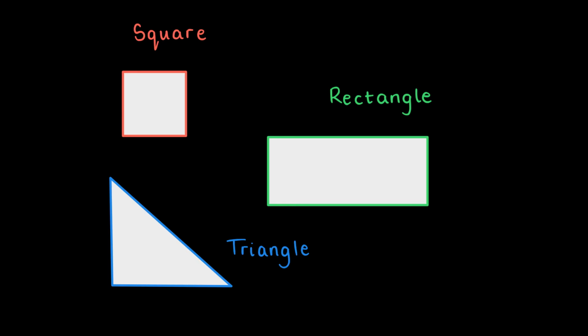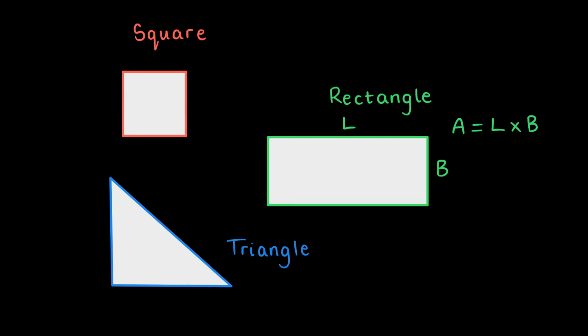So if we take the first one, we'll start with the rectangle. The formula for the area of a rectangle is length times breadth, which we can just abbreviate to L times B. And we have length and breadth. So if you have a rectangle question and you have two numbers in the question, to find the area, you multiply those together.